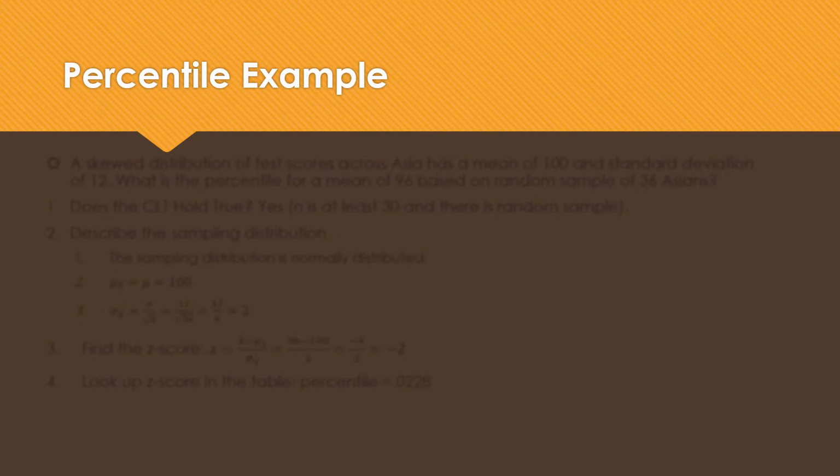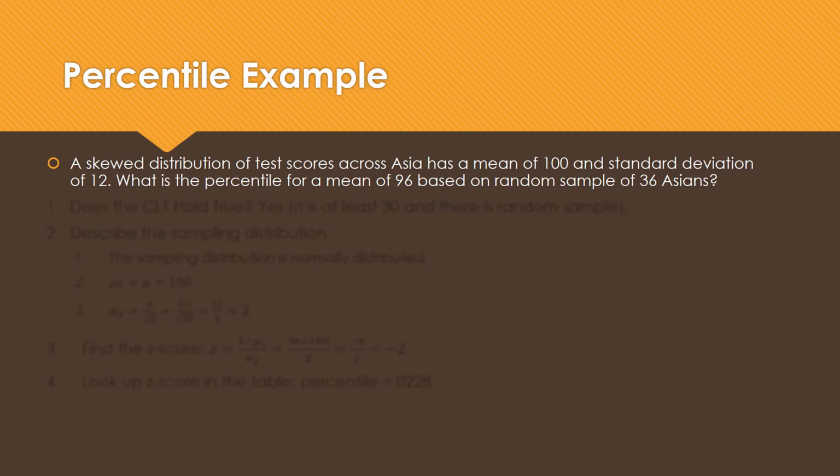So now I'm going to go over a percentile example. Here we have a skewed distribution with test scores across Asia. And these test scores have a mean of 100 and a standard deviation of 12. And the question is, what is the percentile for a sample mean of 96 based on a random sample of 36 Asians? So for this question, it's asking about a random sample and some sort of probability for that sample mean.